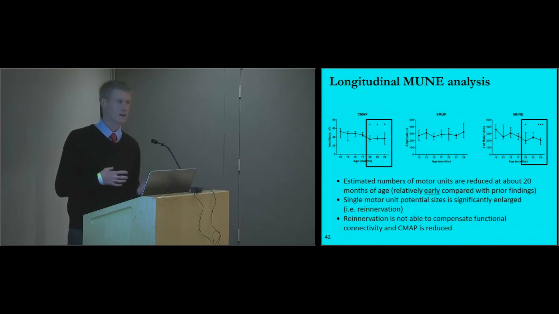So 20 months of age is relatively young for a mouse. The single motor unit potential, the SMUP, is the size of a single motor unit, and I expected that would go up with the reinnervation during aging, but that wasn't a clear signal. So it made me wonder, is there a loss of reinnervation capacity in aging mice? But clearly the motor unit number reduced.